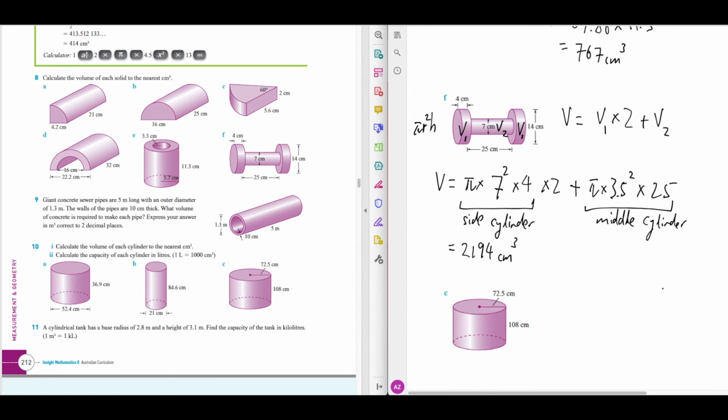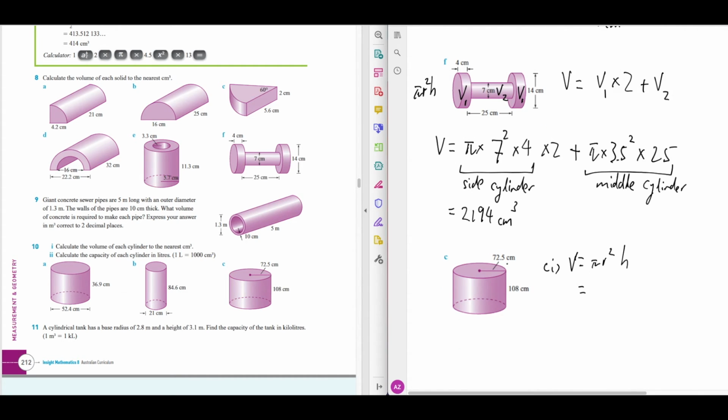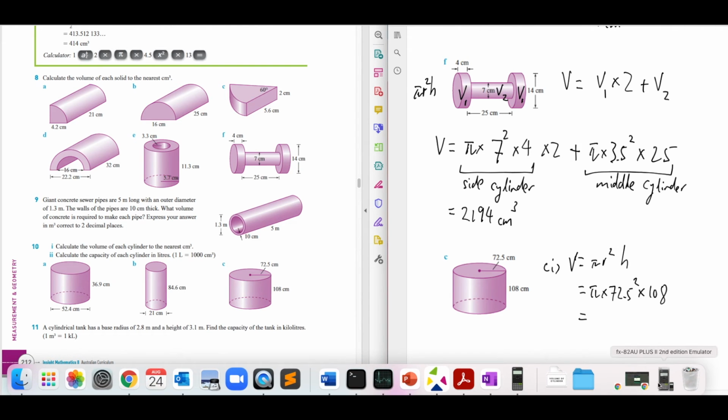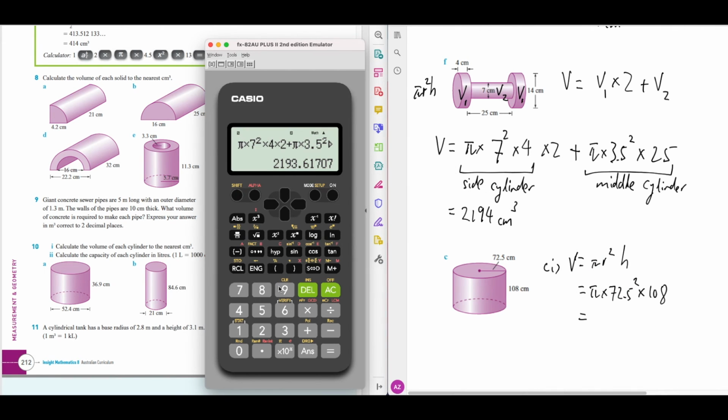Part 1 just says calculate the volumes. That's the easy part. Volume equals the area of the circle, pi r squared, times the height. In this case, what's the radius? Radius is 72.5, as you can see. It's the distance between the side and the center. So pi times 72.5 squared times the height, which is 108. Type it in: shift pi times 72.5 squared times 108.